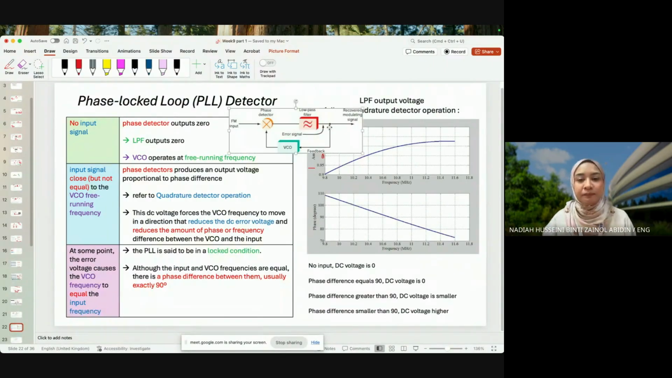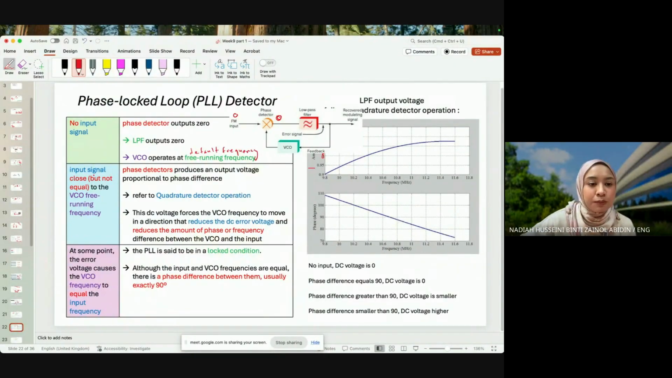Okay, let's put that. So the phase detector outputs 0 if there is no input signal. And then the VCO operates at free running frequency. What is free running frequency? Free running frequency is the default frequency of the VCO. This is the natural frequency or the resonant frequency of the VCO default.